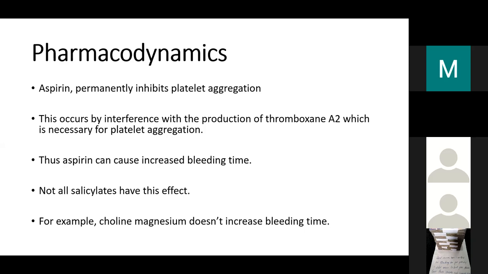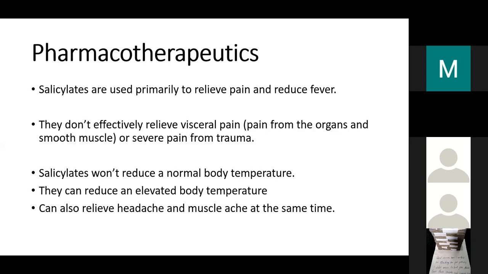So it means that if you're on aspirin, your bleeding time is increased. However, it's not all salicylates that have this effect. So the choline magnesium doesn't do this. So if you look at the pharmacotherapeutics, that's looking at what it does, it is used to relieve pain and reduce fever. And usually when you look at the type of pain that they relieve, they don't effectively relieve visceral pain. So visceral pain is the pain from organs and smooth muscle, or severe pain from trauma.